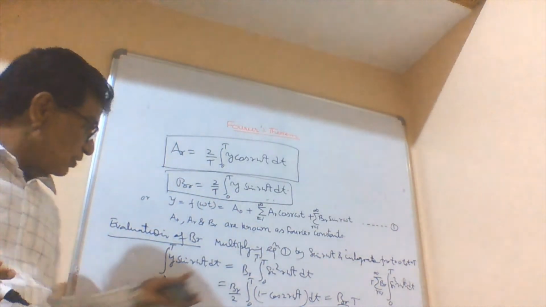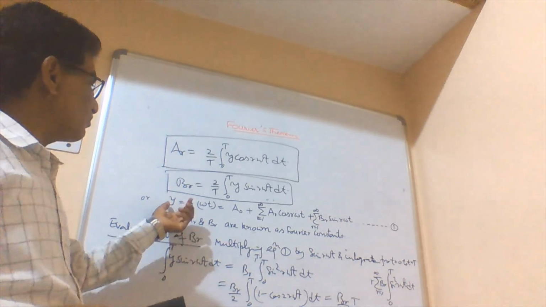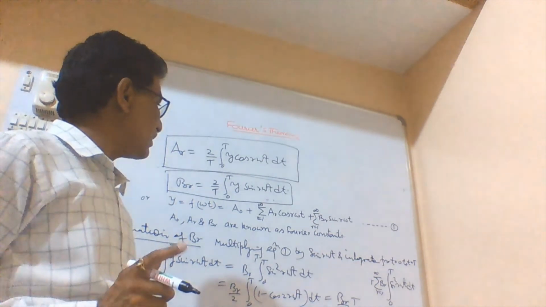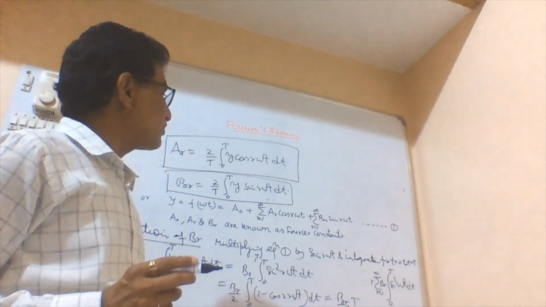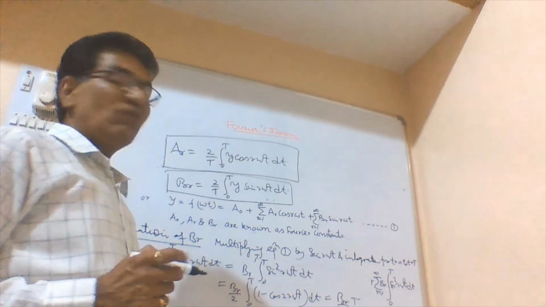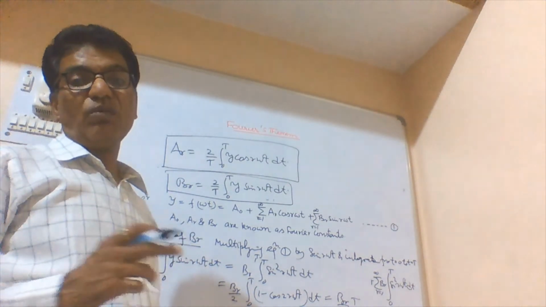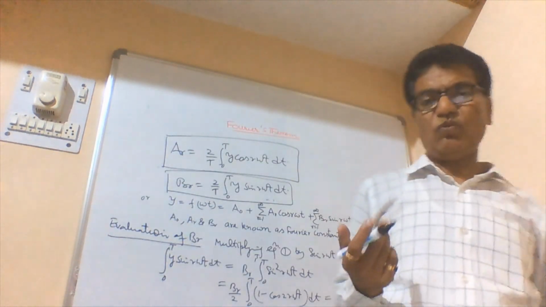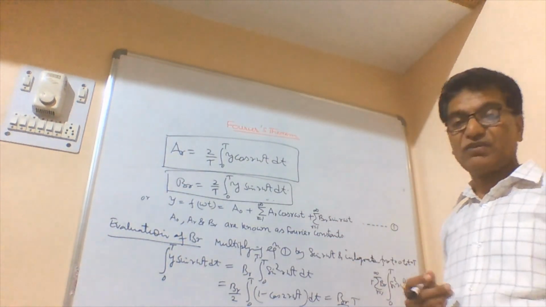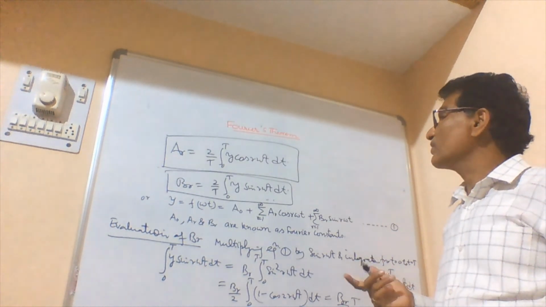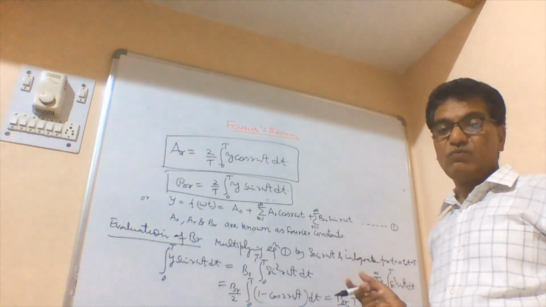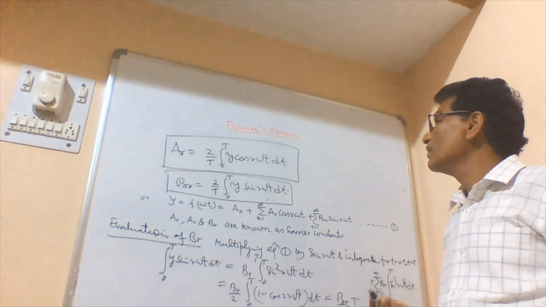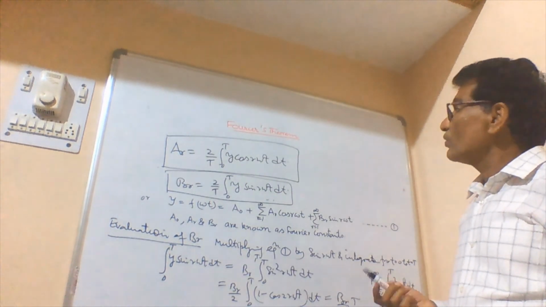So substituting all these values in equation number 1, y is equal to a naught plus summation r equal to 1 to infinity of ar cos rωt plus summation of br sin rωt, we are able to analyze any complex periodic function. Any complex periodic function can be analyzed with the help of the Fourier theorem. This theorem is a very important mathematical tool for analyzing complex vibrations such as sound waves. So this is all about the Fourier theorem.